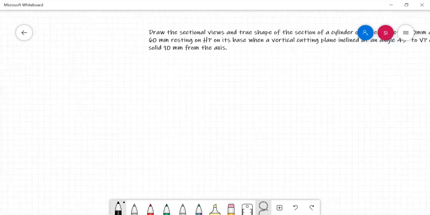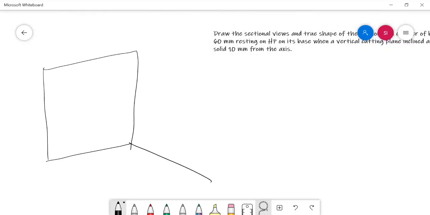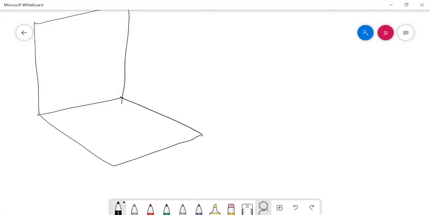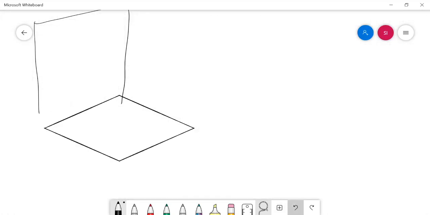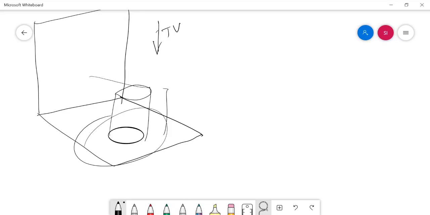Here the object given is a cylinder, and this cylinder is resting on the horizontal plane by its base. So obviously the base view as a circle will be obtained in the top view. We need to start the answer from the top view. Thereafter with the given cutting plane we need to cut the solid with correct specifications.